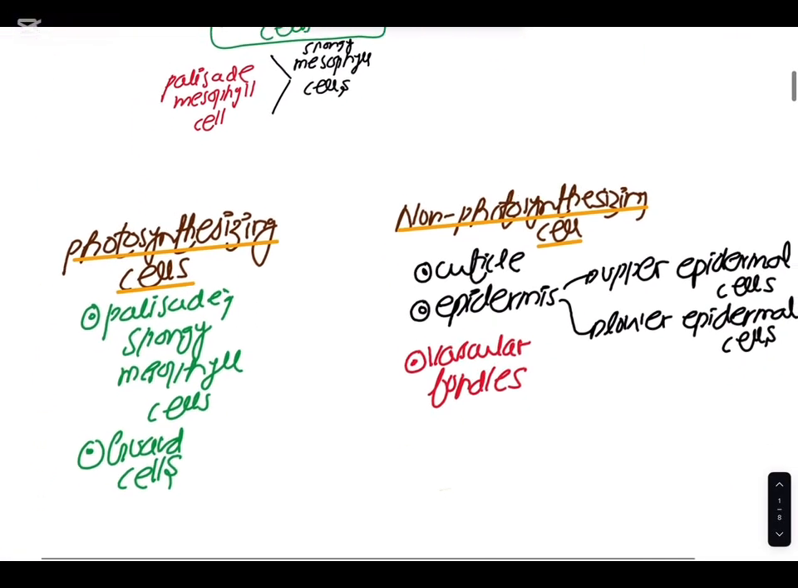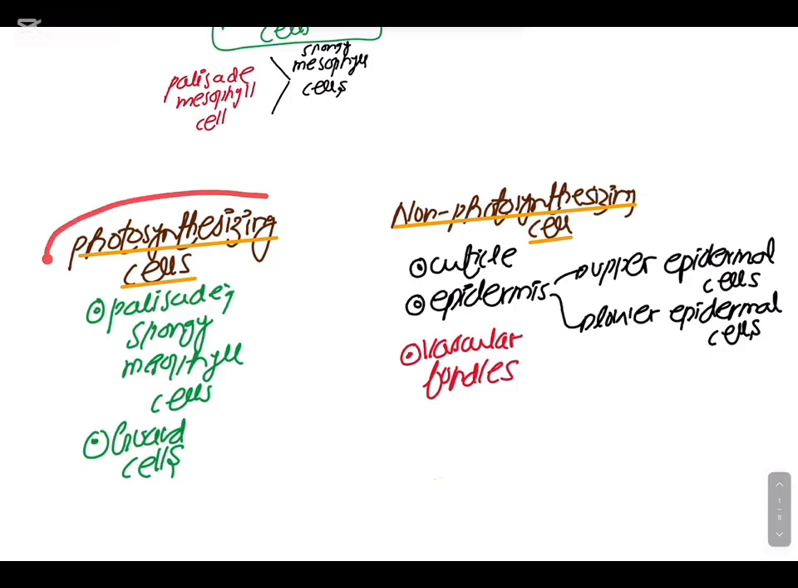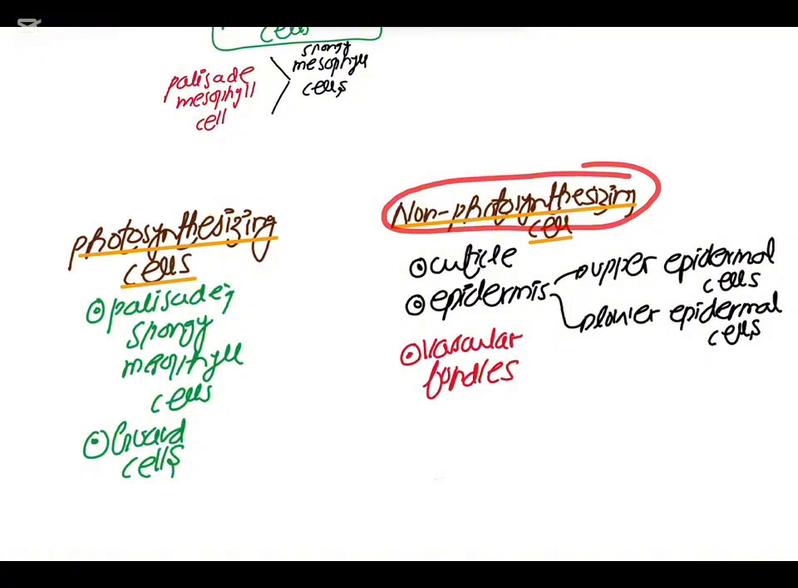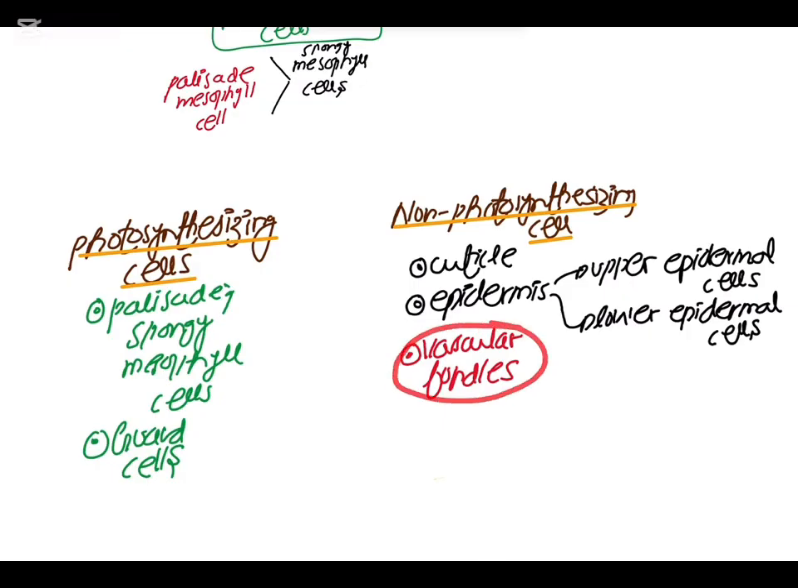If I were to simply split this up, the photosynthesizing cells in the leaf are the palisade and spongy mesophyll cells, and also the guard cells in the lower epidermis. The non-photosynthesizing ones are the cells of the epidermis, the cuticle, and the vascular bundles, the xylem and the phloem.